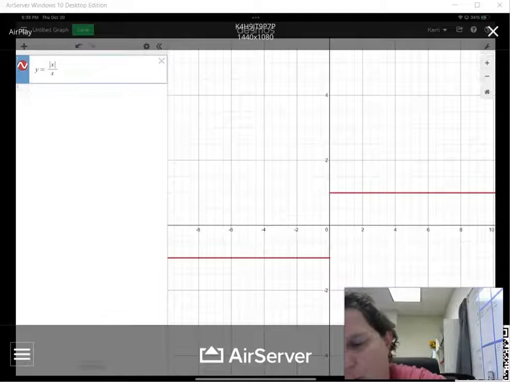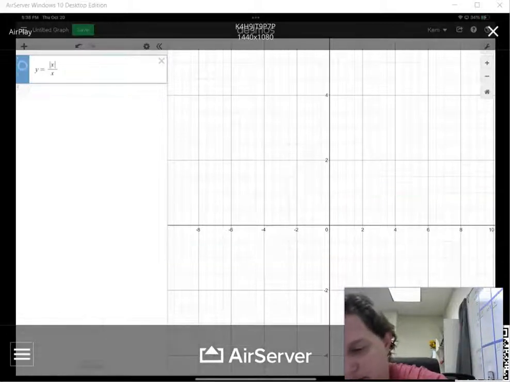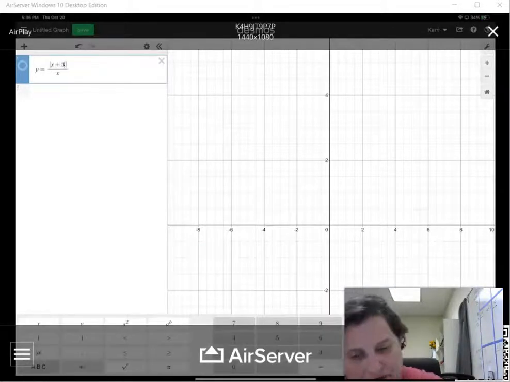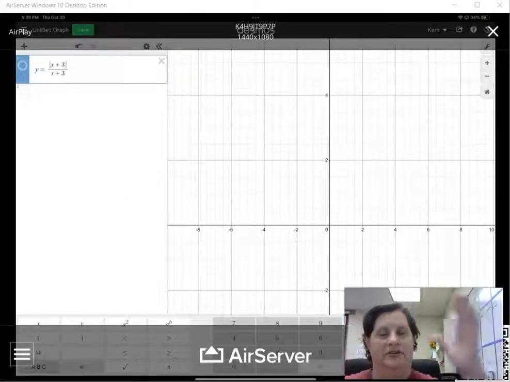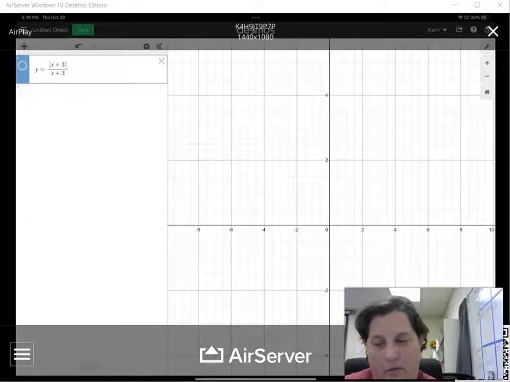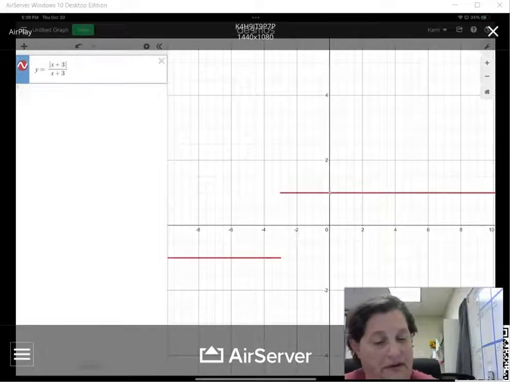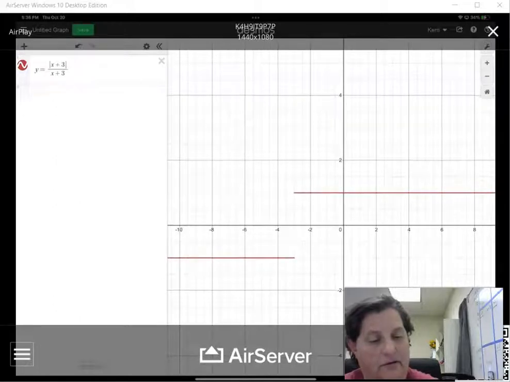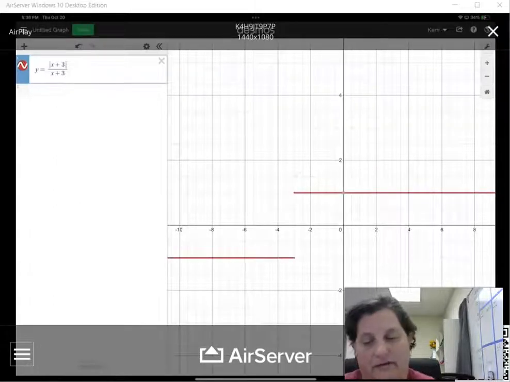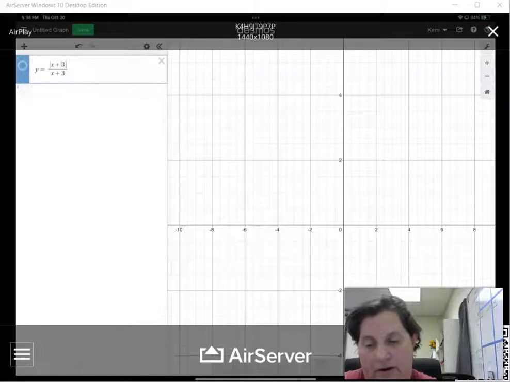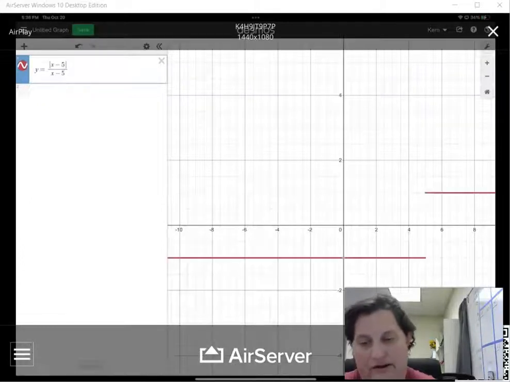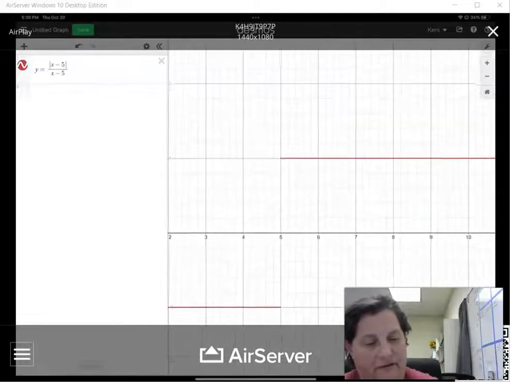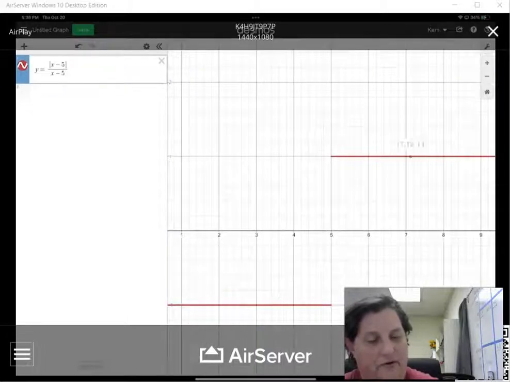Okay? Now, what happens when I move this? Let's say on the inside I put plus 3. Well, guys, plus 3 is just going to move it to the left 3. And so it's doing the same thing, negative 1 and positive 1, but it just moved it over to where the negative 3 is. Let's say I put on here minus 5. What's that going to do? This is going to move it to 5, and then that's where it splits up from negative 1 to 1.